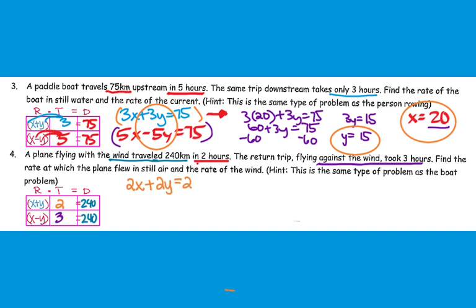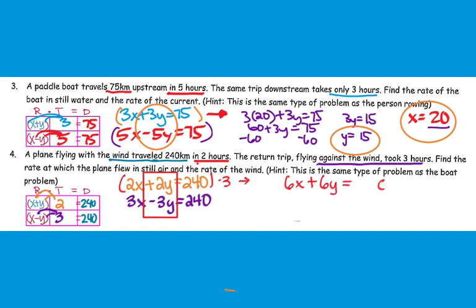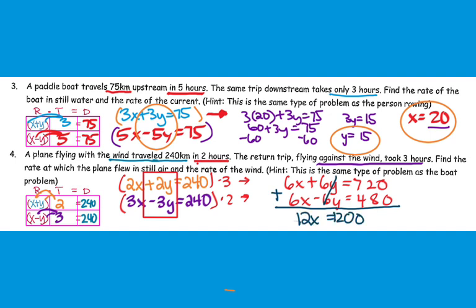Again, we go ahead and distribute, and then we decide to eliminate the y's. So I multiply the top equation by 6 and the bottom equation by 2 because our common multiple is 6, right? I'm sorry, I multiplied the top equation by 3 to get to 6. And then I add these two equations up, eliminating the y's, solving for the x's, and I get that the plane is flying 100 kilometers per hour, which is reasonable.